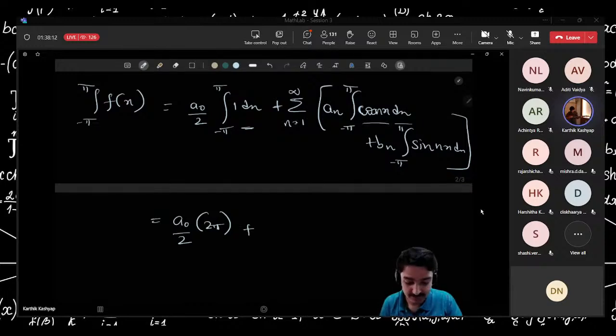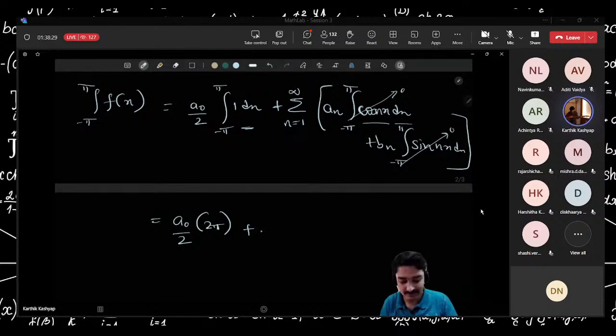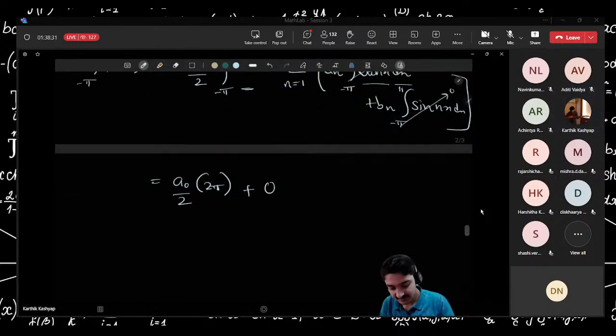You see, n is not equal to 0 anywhere. n is starting from 1 and going till infinity. So this integral will be equal to 0 for all n values in the summation. So each and every value in the summation turns out to be 0. Similarly, even this turns out to be 0. So this whole entire summation, all the terms are 0. So we can just write this as 0. And this is integral f of x dx from minus pi to pi.